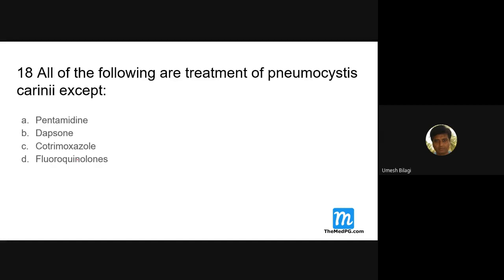All of the following are treatment of Pneumocystis carinii except: can you give them pentamidine? Yes. Dapsone? Yes. Cotrimoxazole? Yes. But fluoroquinolone? No. So the answer is this.